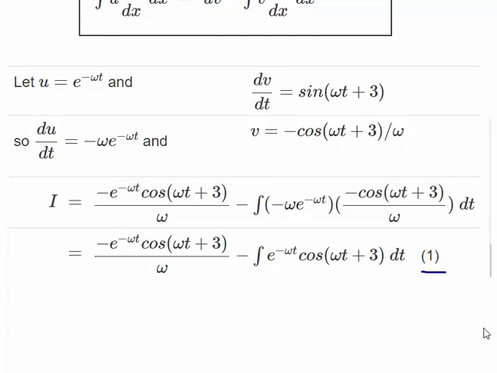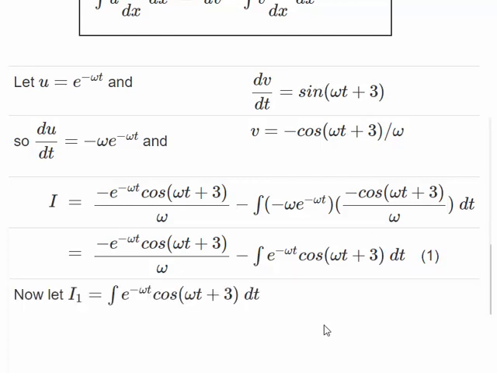Now at this point, it doesn't look as if things have improved much. We have a first term which doesn't need integrating, but we have a second term which is not very dissimilar to where we started. So what we'll do now is call this part I1, and I will ignore the minus sign here, but do keep it in mind. So we're going to say that I1 is equal to the integral of e to the minus omega t cos omega t plus 3 dt.